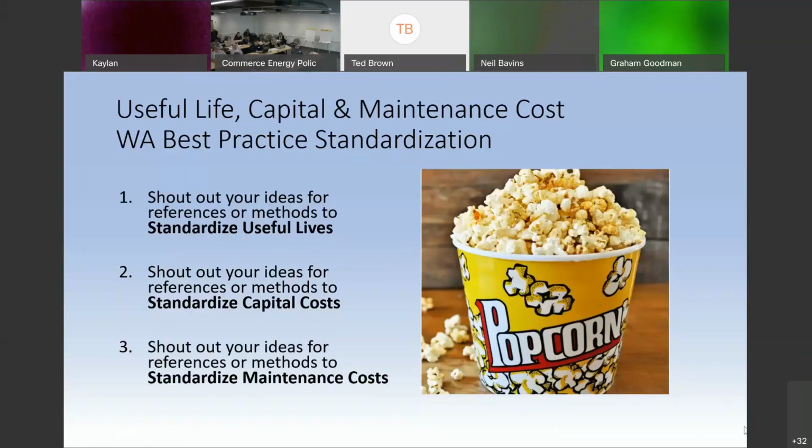And finally, standardizing maintenance costs. Remember to please mute your phone. A lot of these measures can have reduced maintenance costs, especially like painting where you don't have to.